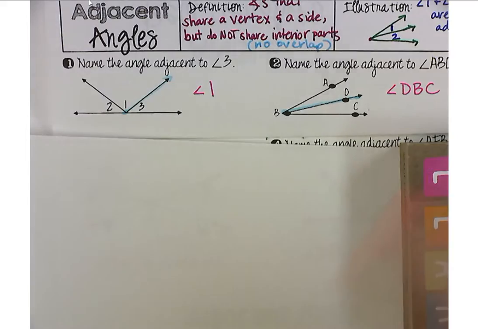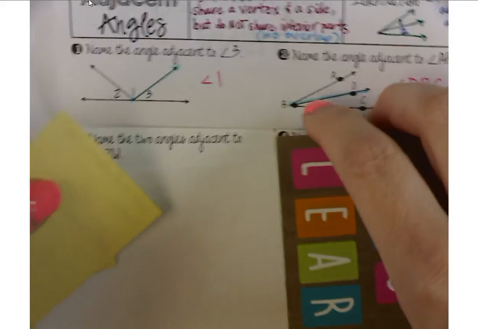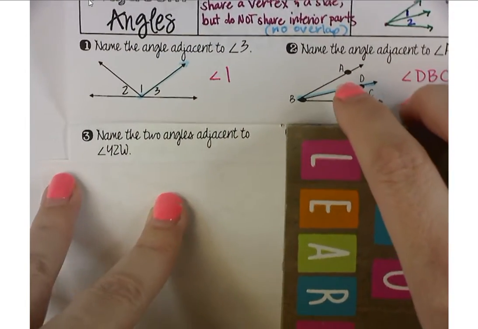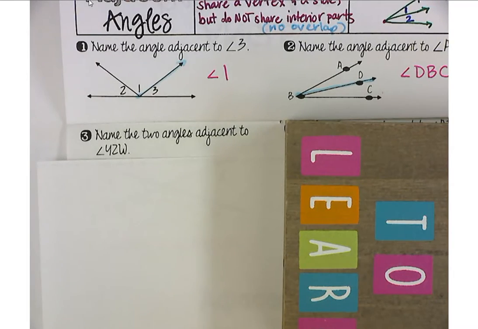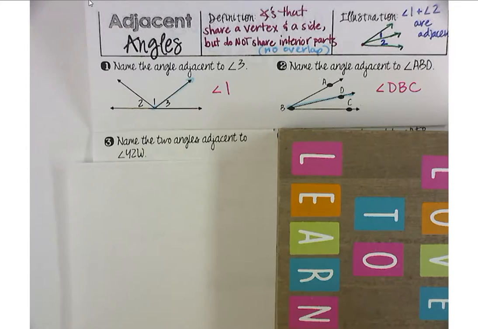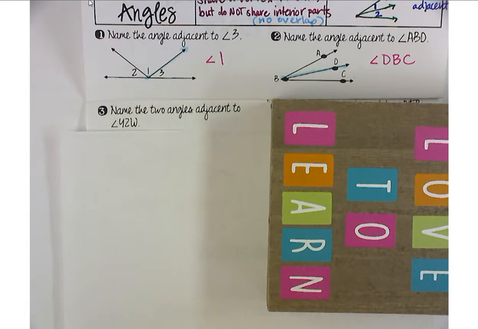Right, for number 3, it says to name the 2 angles adjacent to angle YZW. I think some of us probably have not had time to do that yet, so I'm going to go ahead and give you another minute.